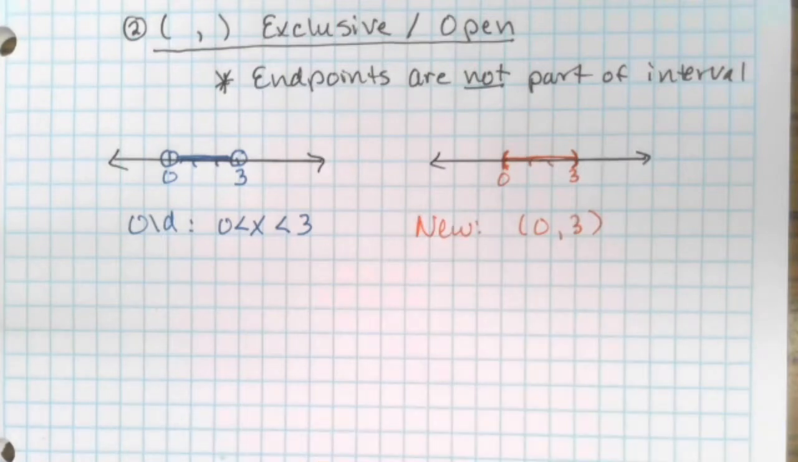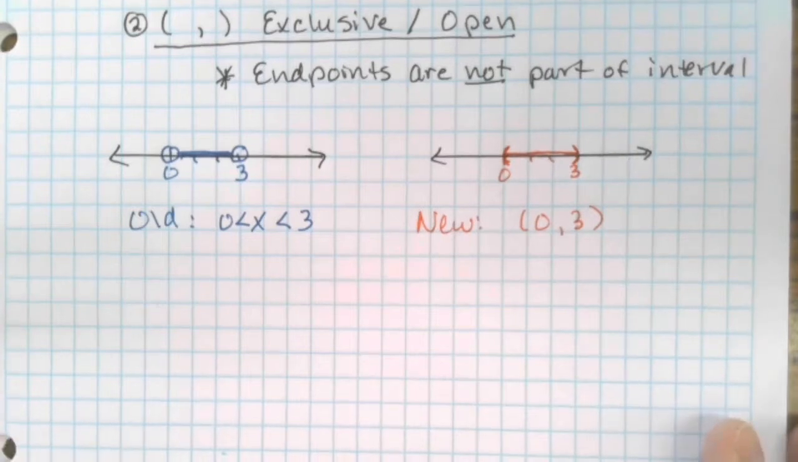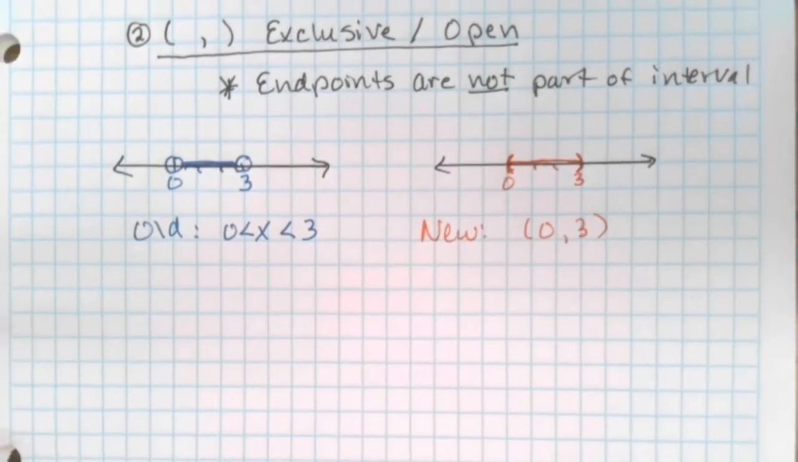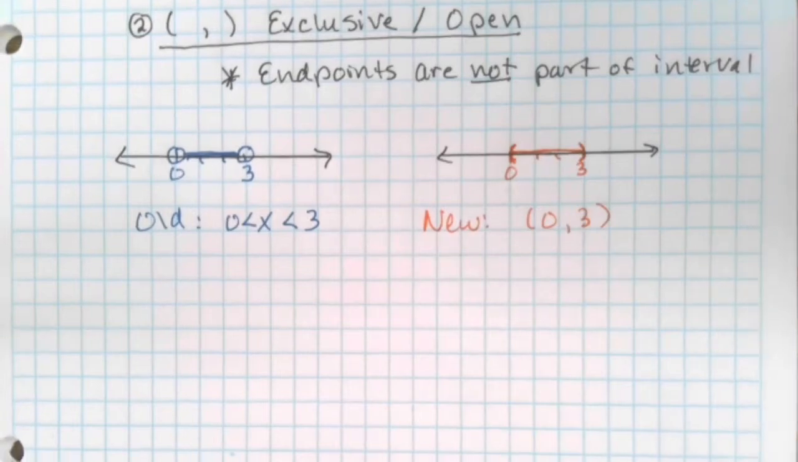Now you might say, hey, that looks like a point. How do I know it's not a point? Context. I wish I had a better answer for you, but it's context. What are you working with? What is it that you're dealing with? That's the only way to tell the difference, because they do look very similar.